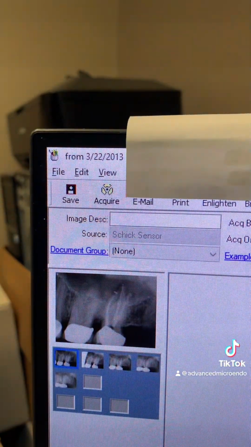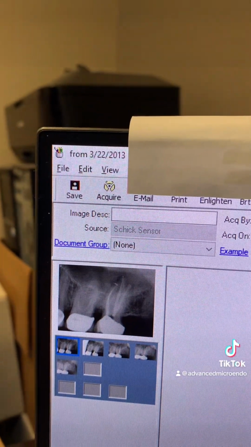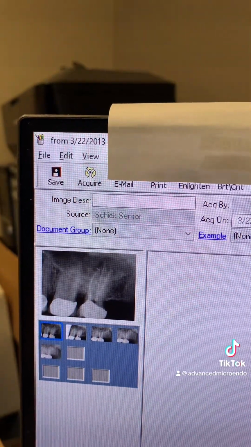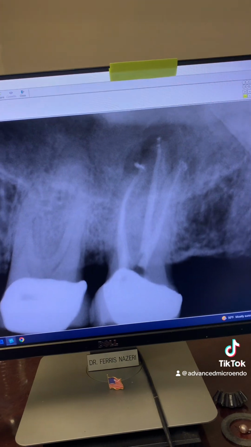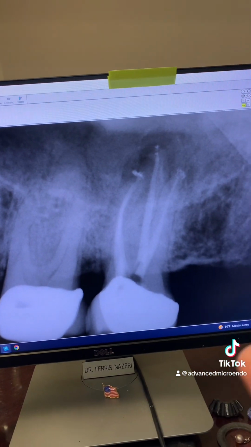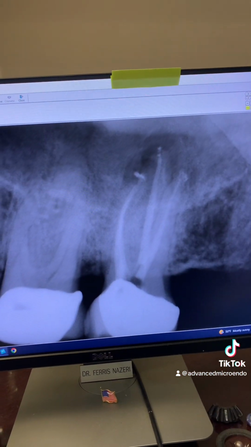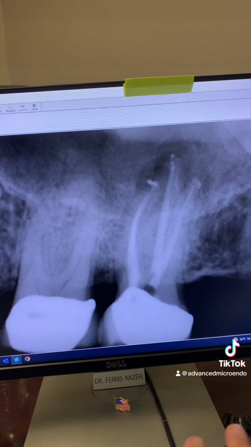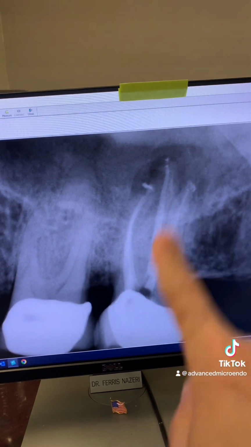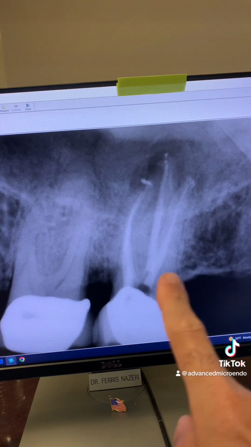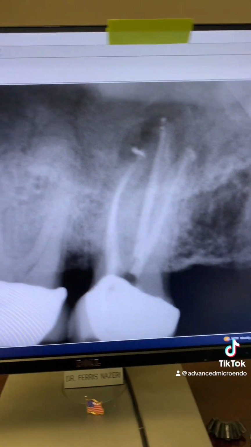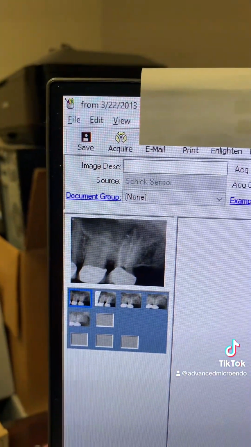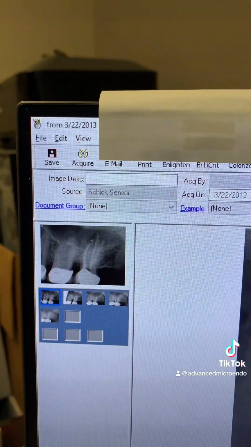And again, you can see right there, over 10 years ago, 3/22/2013, when we completed the root canal. And by the way, we did this root canal in one appointment. Not multiple appointments, one appointment. We went through the crown and did the root canal right there. And again, that's the date when we did the root canal over 10 years ago.